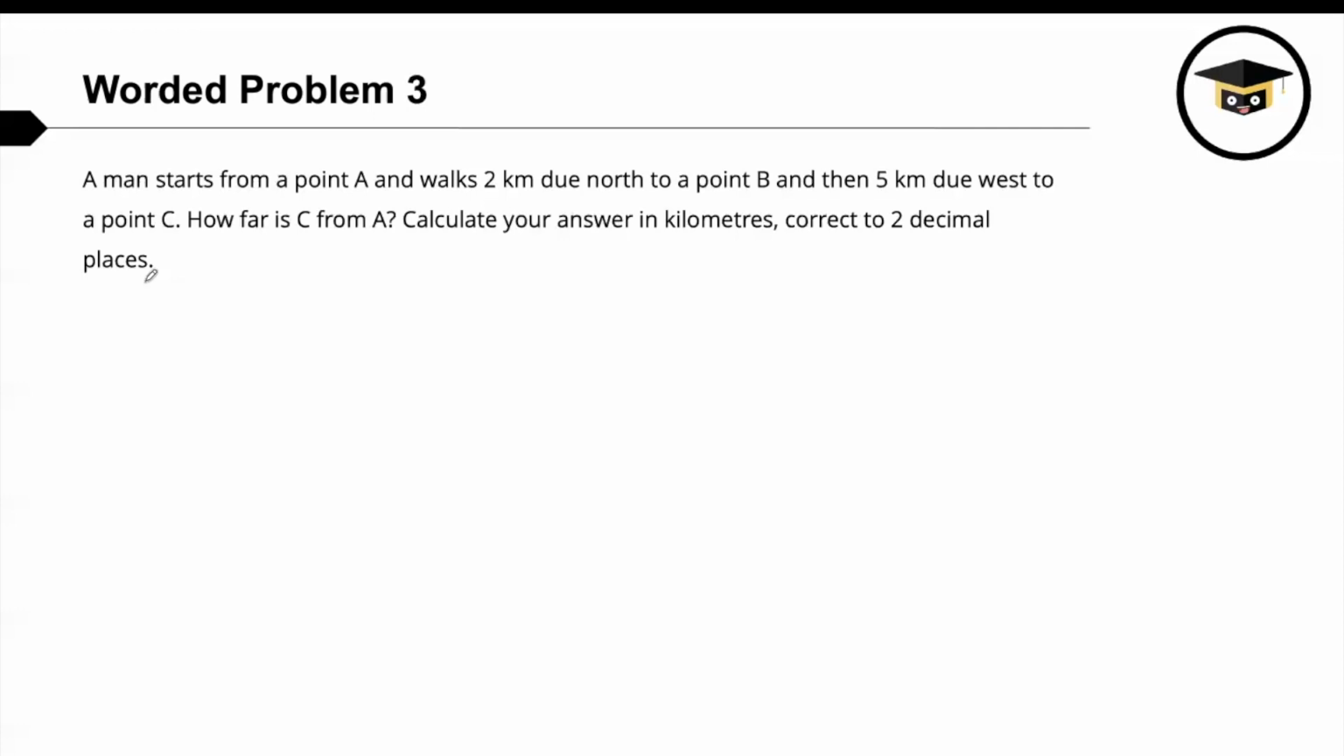Okay, so pause the video if you haven't already and have a go. Make sure to draw a nice diagram. And now let's go through the question. So we're going to start off with point A. So let's just draw point A. We've got point A here.